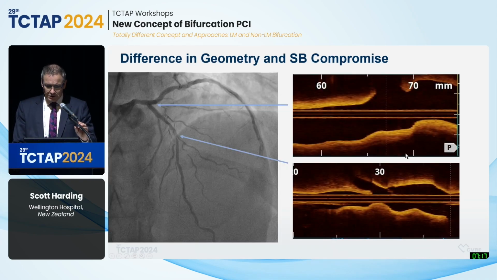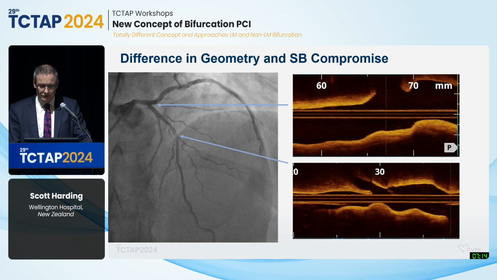Also, the geometry is different. Here you can see on the top, the left main bifurcation and then the LAD bifurcation. In the LAD D1 bifurcation, we tend to have more of a parallel type bifurcation. What this means is that we're more likely to have a narrow carina tip angle, more likely to get carina shift. But when you have this parallel type arrangement, the actual ostial area is larger than when you have a perpendicular type. In the perpendicular type, you're more likely to get plaque shift and less prone to carina shift. So there are definitely some differences.